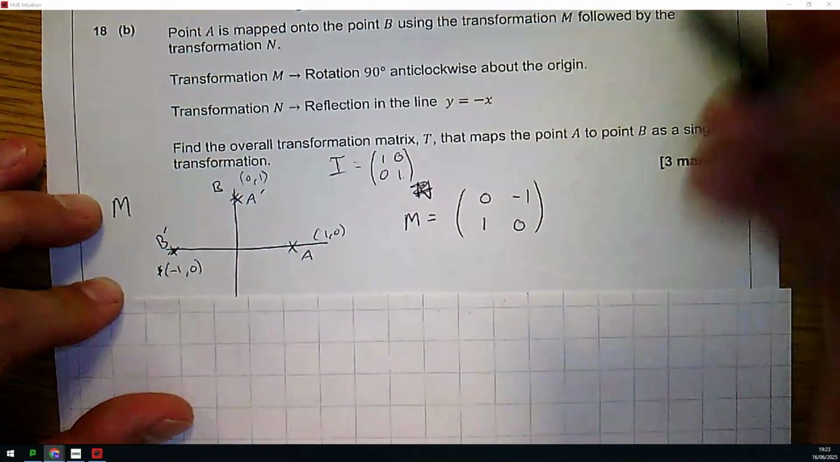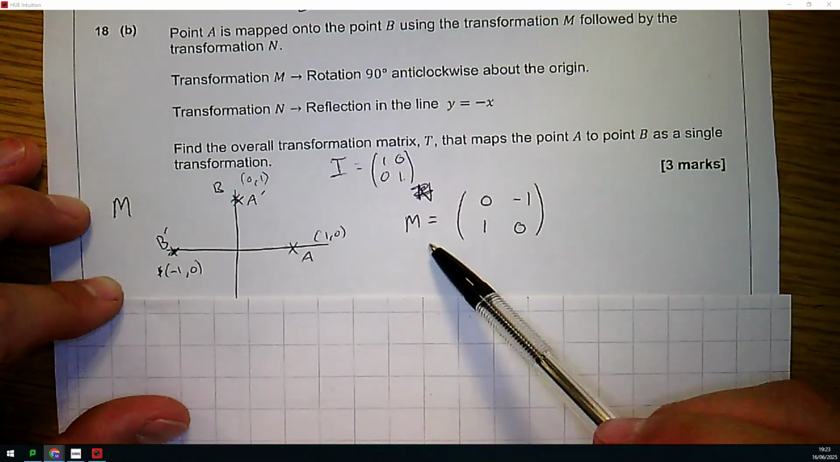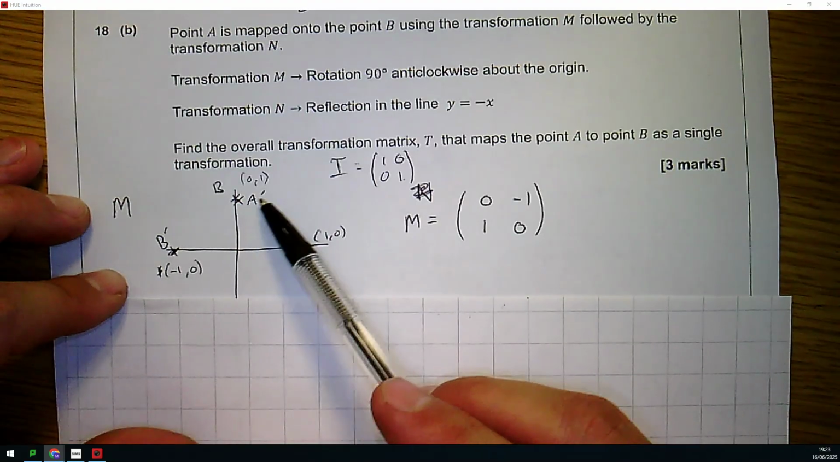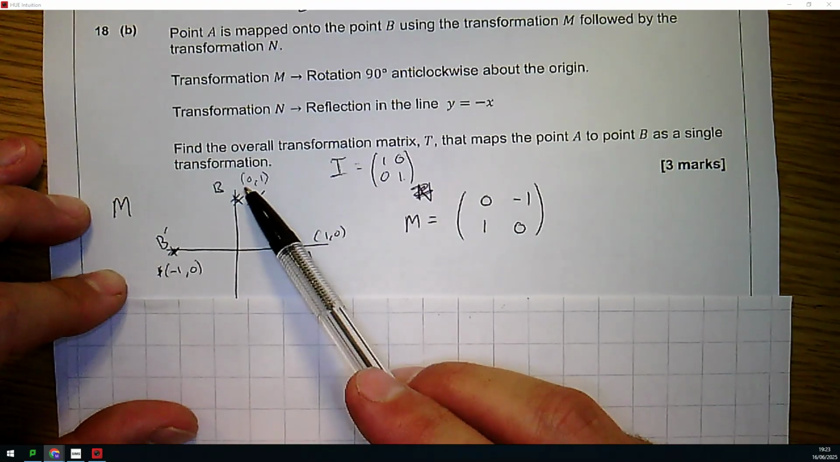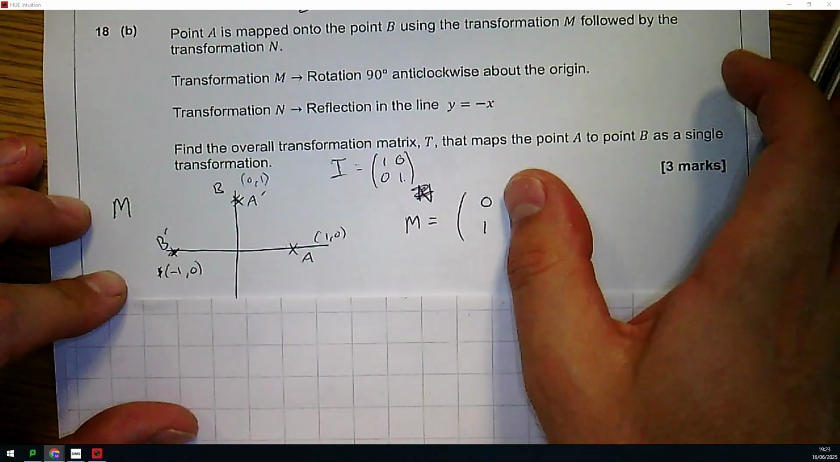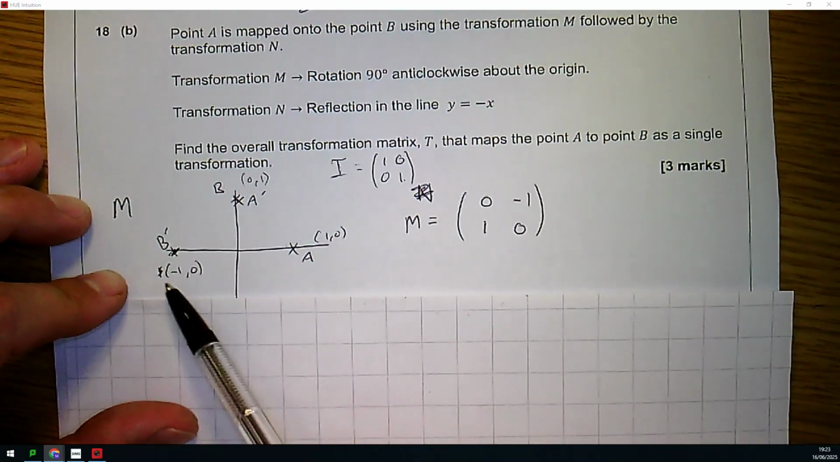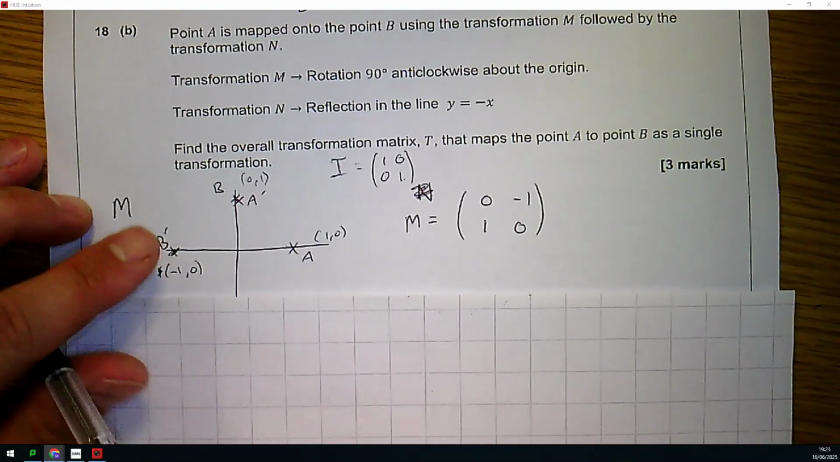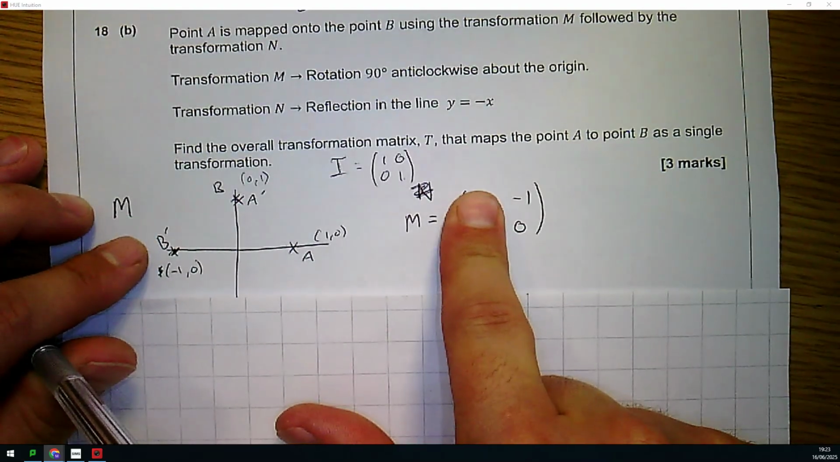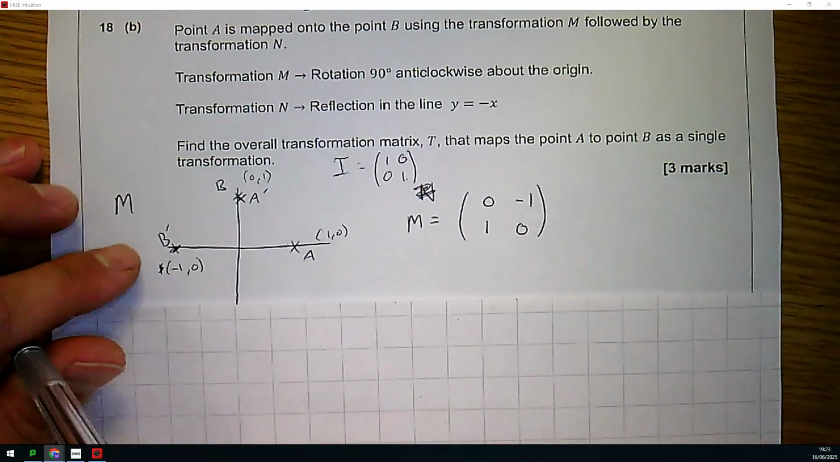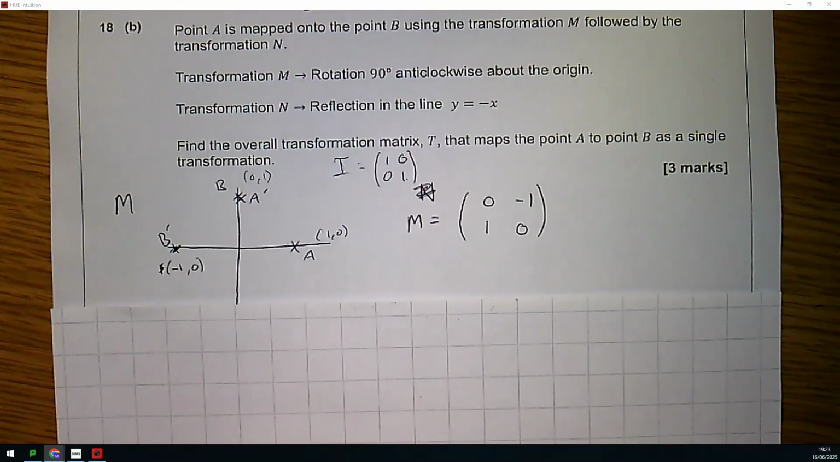Right, your matrix will be the column vectors of the new transformed points. So A prime is 0, 1, and that's written as the column vector 0, 1. B prime is negative 1, 0, and that's written as the column vector negative 1, 0. And that is the transformation matrix for a rotation 90 degrees anti-clockwise about the origin.